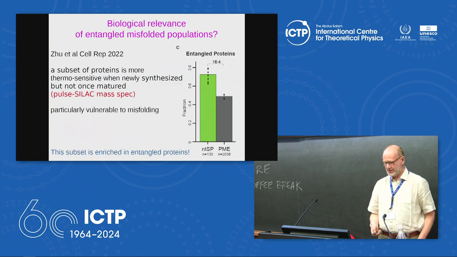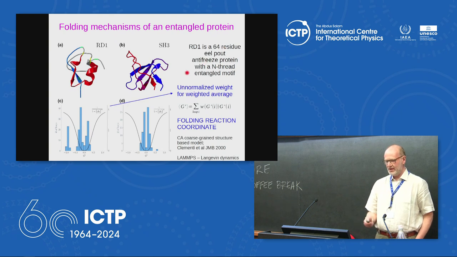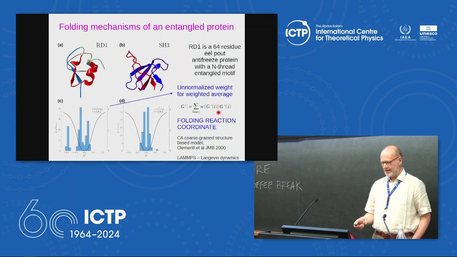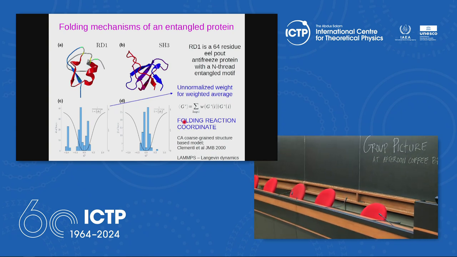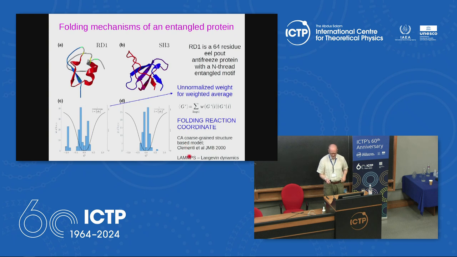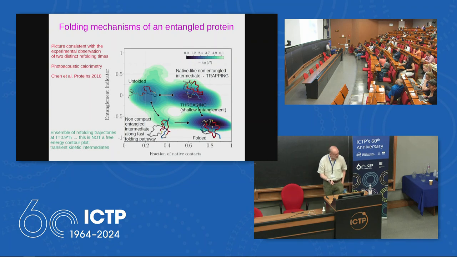So let me skip this other thing. What we did was to take a very small protein hosting an entangled motif, which you can see here. This is the thread at the N-terminal side, threading through the red loop. This is a 64 residue anti-freeze protein. I will not go into detail, but we used an entanglement indicator, which is a number attached to any given conformation of that protein. And we used a coarse-grained structure-based model, based on the seminal work by Cecilia Clementi and Professor Onuchic, with Langevin dynamics. And essentially, this will be my last slide.